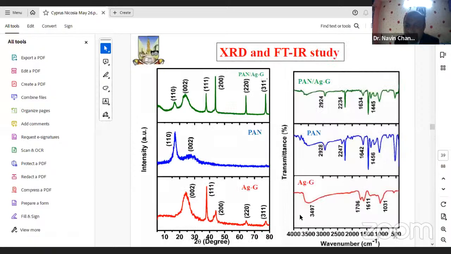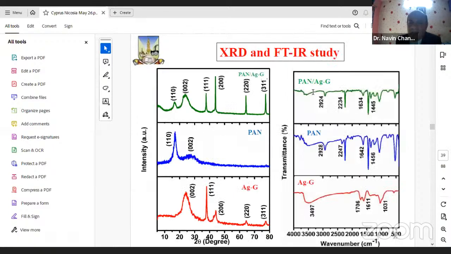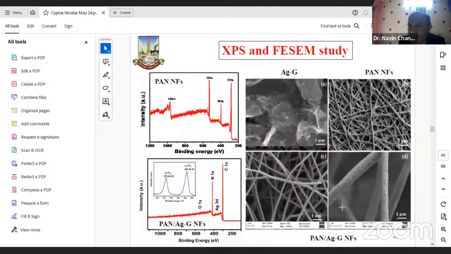These are the characterization of the next material, that is a PAN AGG hybrid nanofiber: XRD and FTIR. As I mentioned, this is the silver graphite nanoparticles. This is for the PAN. And when we decorate this AGG silver graphite over the surface of the PAN, the combination of both PAN and AGG nanoparticles is observed in the PAN AGG hybrid nanofibers. The same is observed in the FTIR.